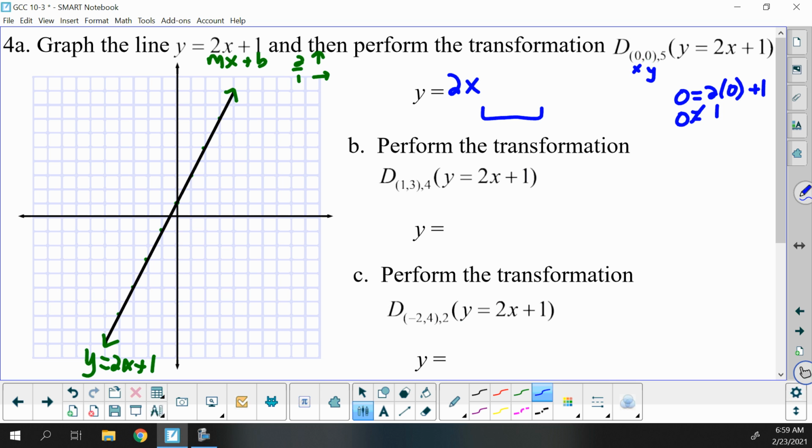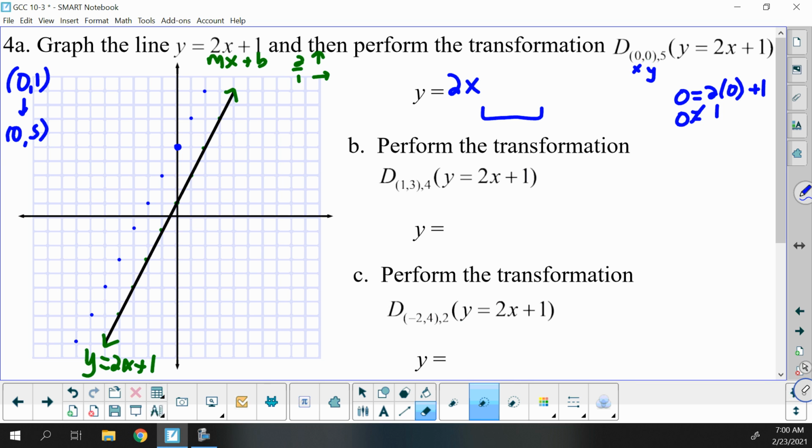So what we do is we take one point and we dilate it. So let's take this point, maybe (0, 1). Let's dilate it. We're multiplying by 5, so this is going to become (0, 5) now. Once you have that, just redo your slope. So we'll go up 2 over 1, and then we'll do the opposite, down 2 and left 1. Use your straight edge to connect those.